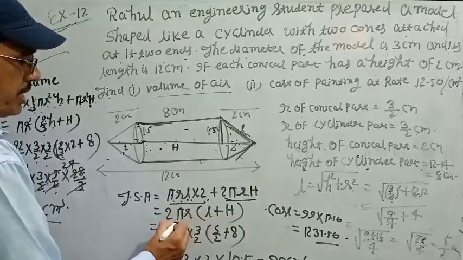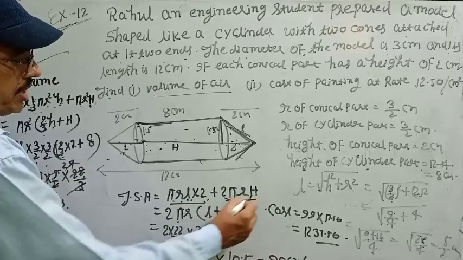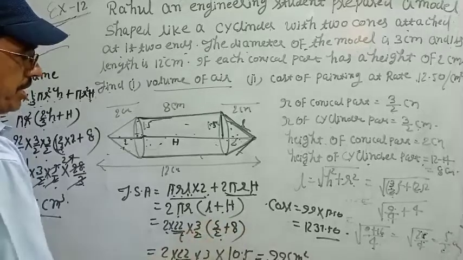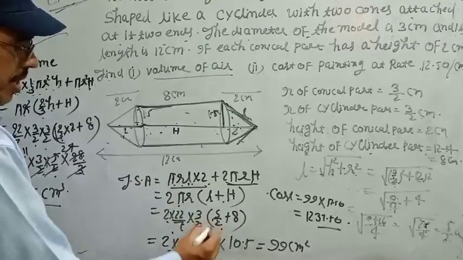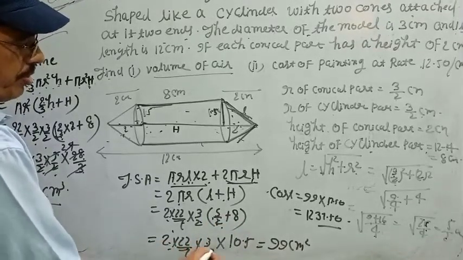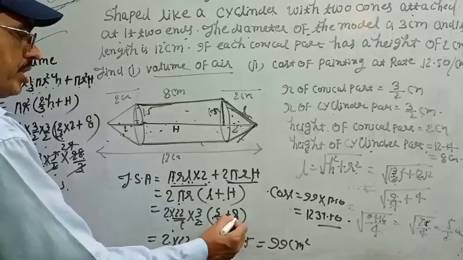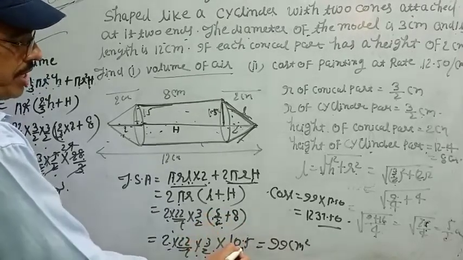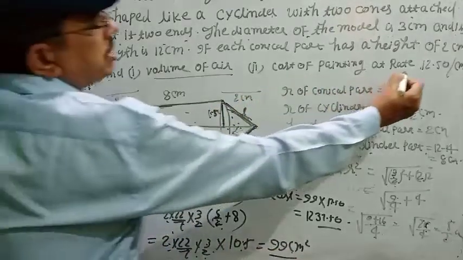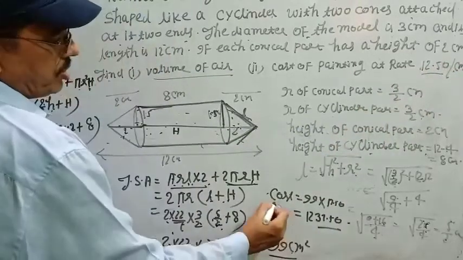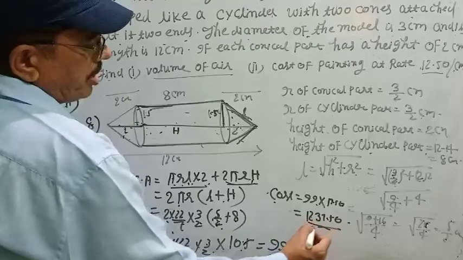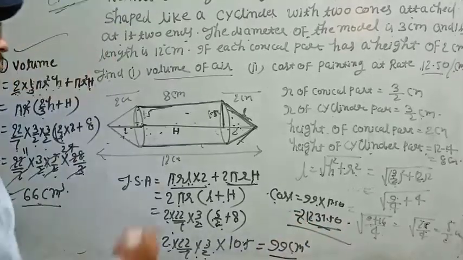So we take 2 pi r as common, then what remains here? l plus H. So 2 pi r into l is 5 by 2 plus H is 8. So you find here 10.5, and 3 by 2 into 2 into 22 by 7 into 16 plus 5 by 2, that is 21 by 2, that is 10.5, and the answer will be 99 cm square. The rate of cost is given as 12.50 per cm square. So multiply by 12.50, you get 1237.50 rupees. It is the painting cost.